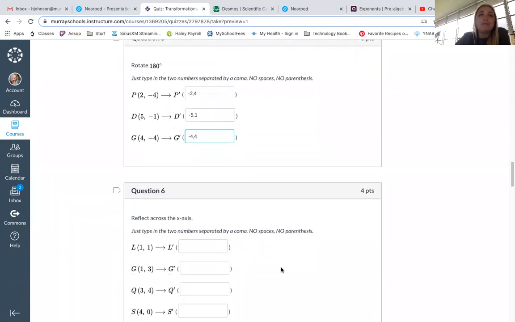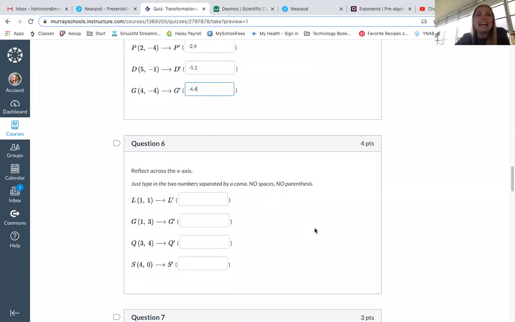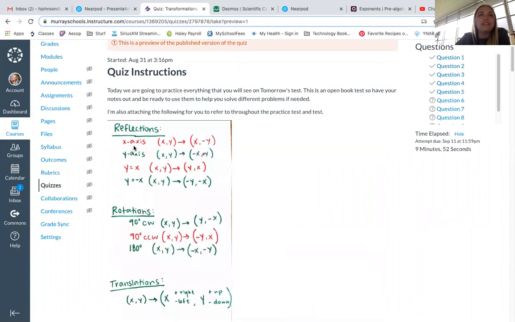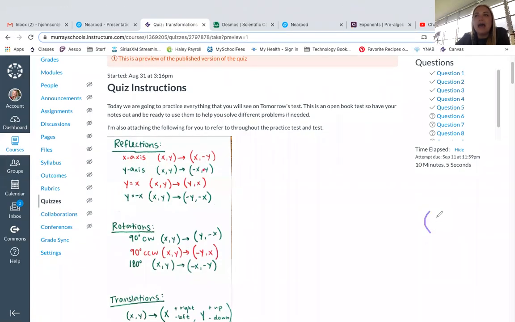The next problem is asking me to reflect across the x-axis. I'm going to scroll back up and remind myself that when I reflect across the x-axis, I'm using this top reflection key mapping that's written in red, and that mapping is x, -y. So I'm going to write that down over here, x, -y. And remember, negative just means opposite of.